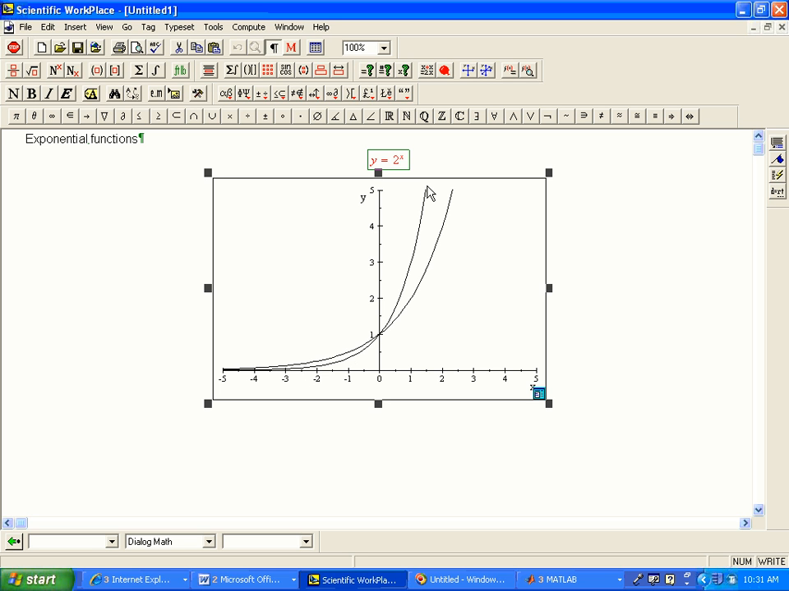And now notice the 3 to the x is bigger over here, because 3 to the 1 is 3, bigger than 2 to the 1 is 2. 3 squared is 9, which is way off here, compared to 2 squared is 4. But they switch roles over here. The 3 to the x is smaller over here, and the 2 to the x is bigger.